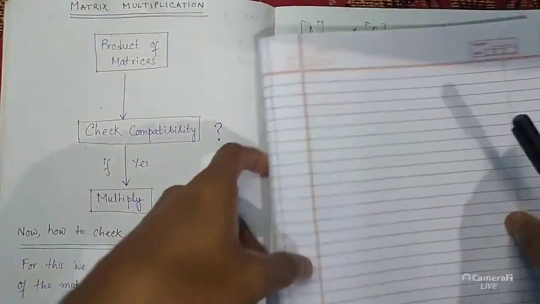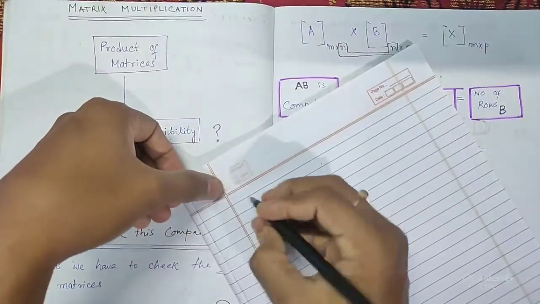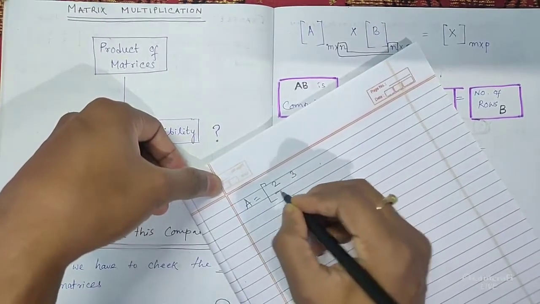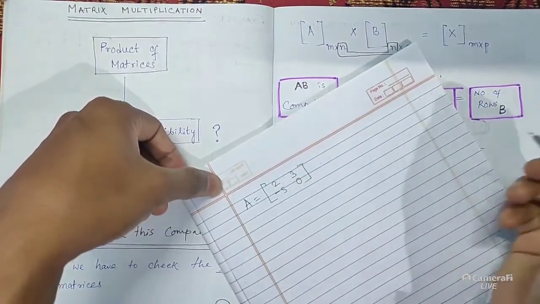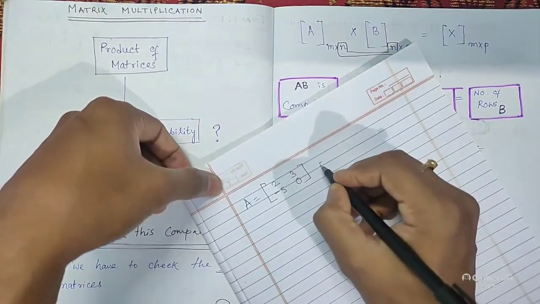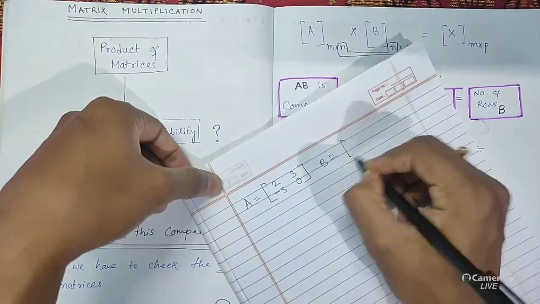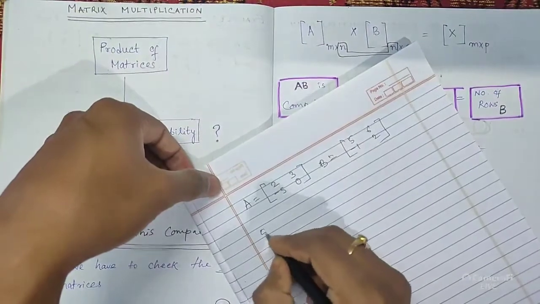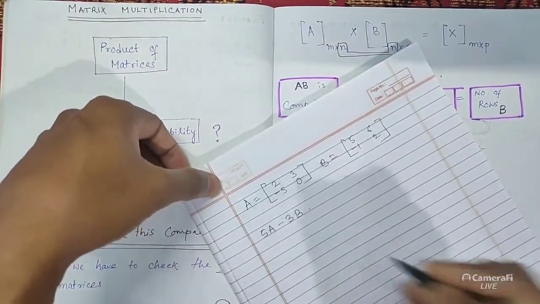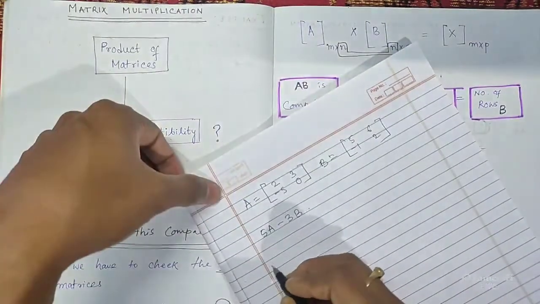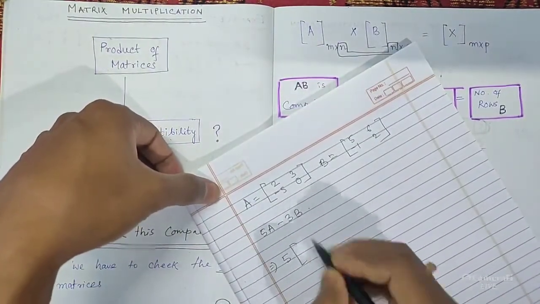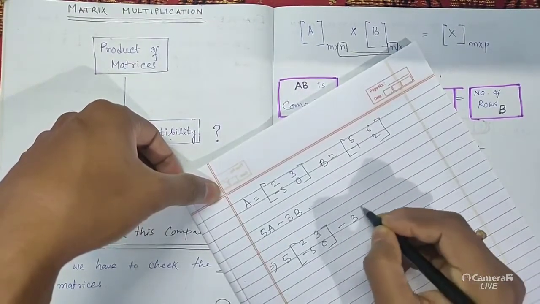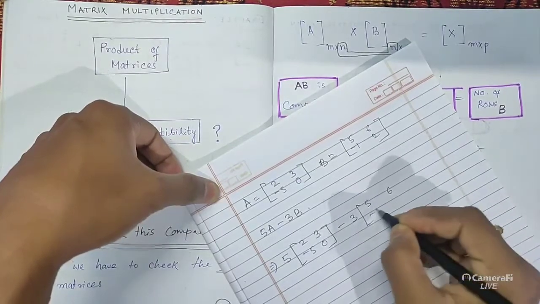Okay, let's practice one example from yesterday's class. Suppose it is given A equals the matrix 2 3, minus 5 0, and B equals the matrix 5 6, minus 1 2, and you have to find 5A minus 3B. How to find this value? So 5 into the A matrix 2 3, minus 5 0, minus 3 into the B matrix 5 6, minus 1 2.